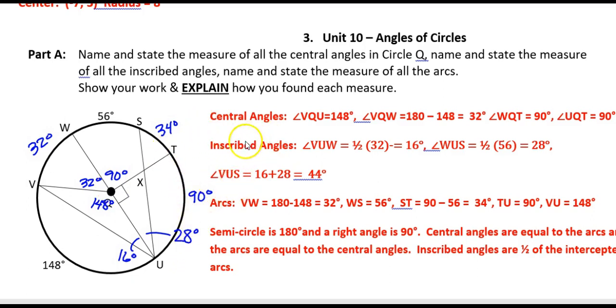When we're talking about inscribed angles, we have two of them. We have VUW, and that's half of 32, so that's just 16 down here. And then we have WUS, which is half of 56, so that's 28 down here. So those are all of our angles and our arcs. And if you notice, I have a description down here that says semicircle is 180 and a right angle is 90. Central angles are equal to arcs, and the arcs are equal to the central angles. Inscribed angles are half of the intercepted arcs. Very important that you guys, again, write that out when you are answering the question.